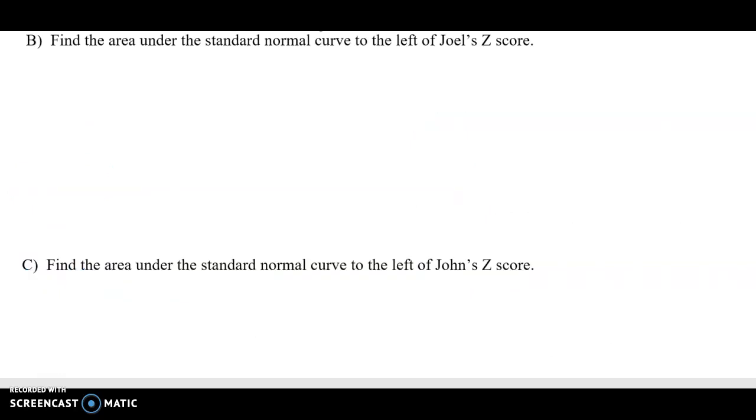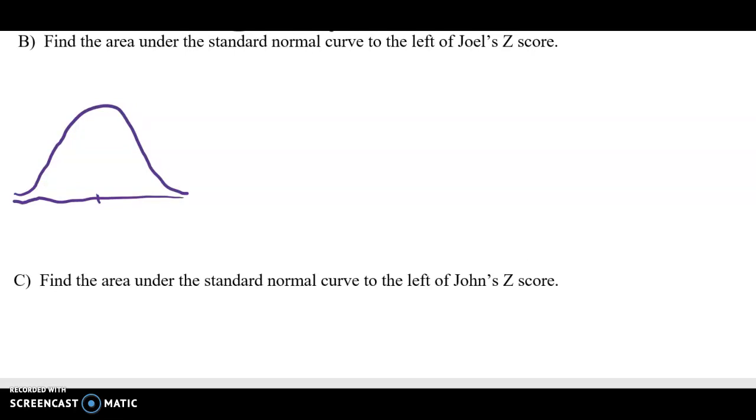Now we need to find the area under the standard normal curve to the left of Joel's z-score and to the left of John's z-score. So first thing we need to do, we always need to draw a diagram for these types of problems. So it's a normal curve, and we can do this in terms of z-scores or using our original data. So I'm going to do it in terms of z-scores first because we just calculated a z-score. So on this normal curve, we're going to call this x-axis z, and it's centered around 0 because when we're using z-scores, our normal distribution is centered around 0.